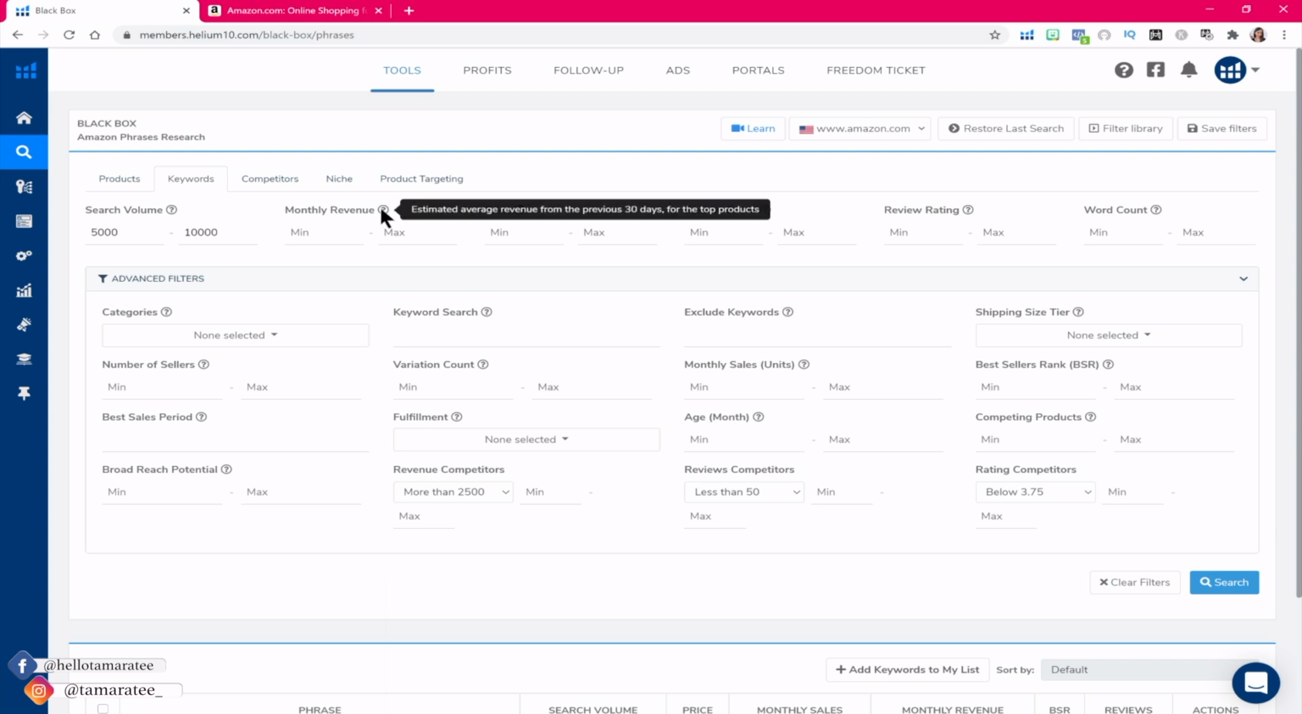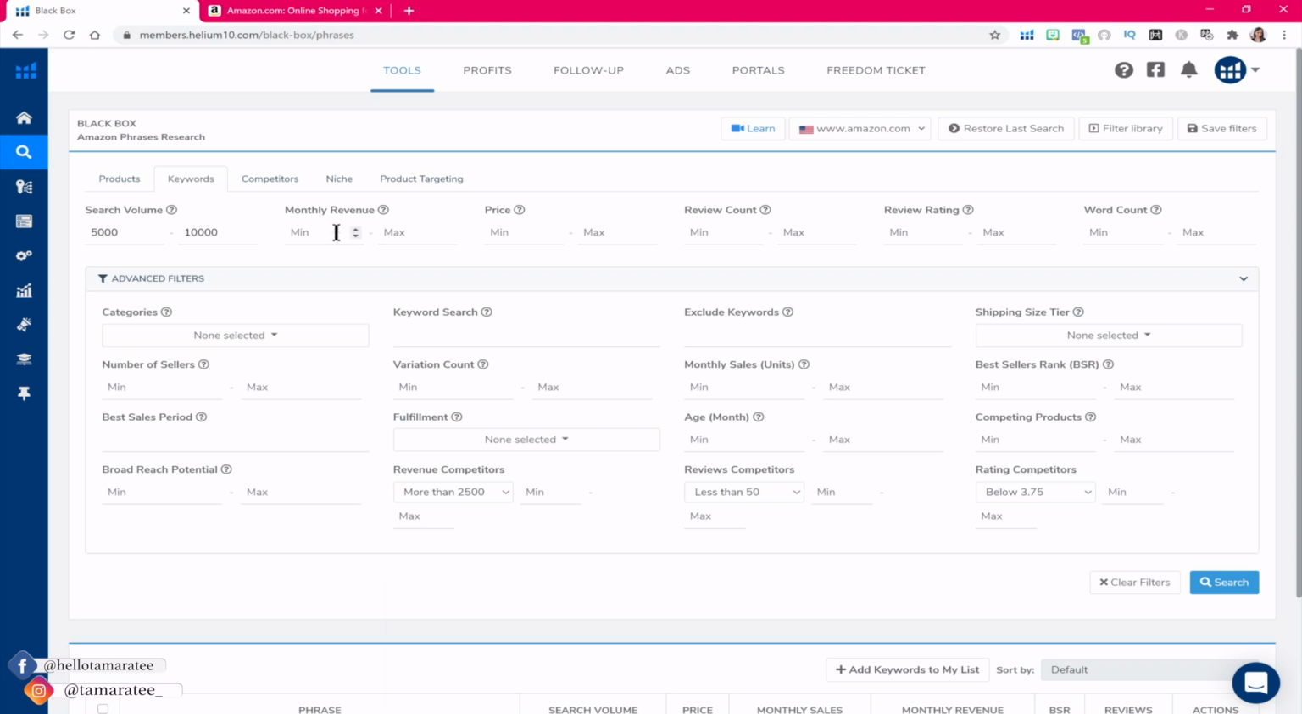Monthly revenue, estimated average revenue from the previous 30 days for the top products. So how much monthly revenue do we want to look for in a product? Remember, if you are looking for a low amount of monthly revenue, that means you don't get a big piece of the pie. But then you don't want to look for a super high amount of revenue for the max right here. You don't want to put 2 million or like 3 or 5 million because then you will end up with a very saturated product like cell phone cases, vitamin C serums, jade rollers, and all of these products that are just super saturated products that will cause you to lose money.